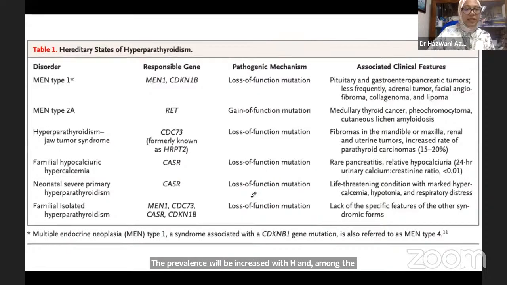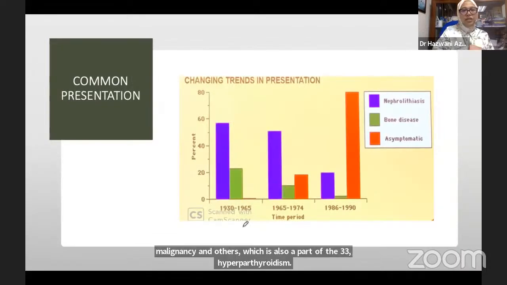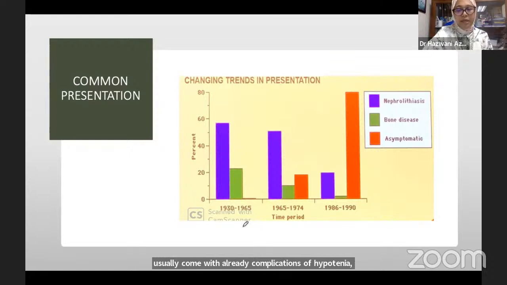So these are the hereditary states of hyperparathyroidism. We have MEN1 and MEN2B. We also have hyperparathyroidism jaw tumor syndrome associated with parathyroid malignancy, and others, FHH, which is also a part of the hereditary hyperparathyroidism. So when we look at the changing trends in presentation of hypercalcemia throughout the decades until now, we noted that in the initial presentation, they usually came with already complications of hypercalcemia, which is nephrolithiasis among primary hyperparathyroidism. But as we have advanced, we do screening of calcium in most of our patients, so most of them present as asymptomatic hypercalcemia.